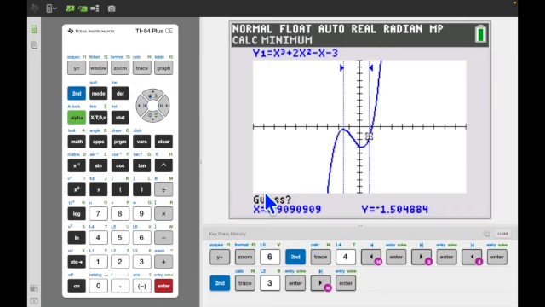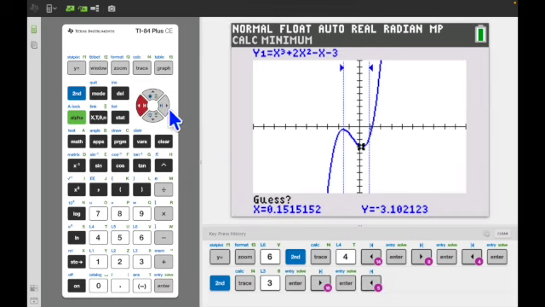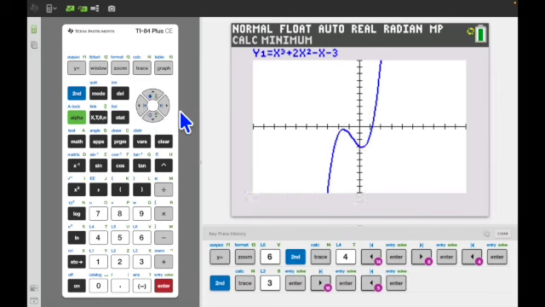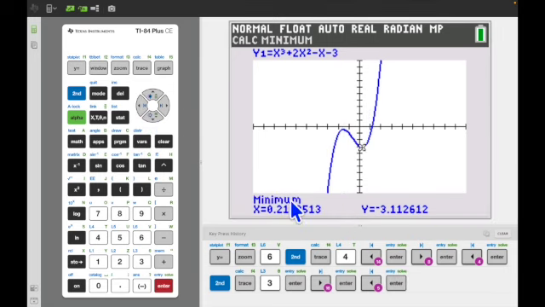And then again, just like with the maximum, it said guess. So I'm going to put my cursor close to it. And remember, we're always hitting that left and right arrow to move the cursor along the graph. And I hit enter. So I have a minimum at the coordinates 0.215, -3.113, or there's a minimum value of -3.113 when x equals 0.215. So that's how you would find the extrema or the minimums and maximums using a TI-84 calculator.